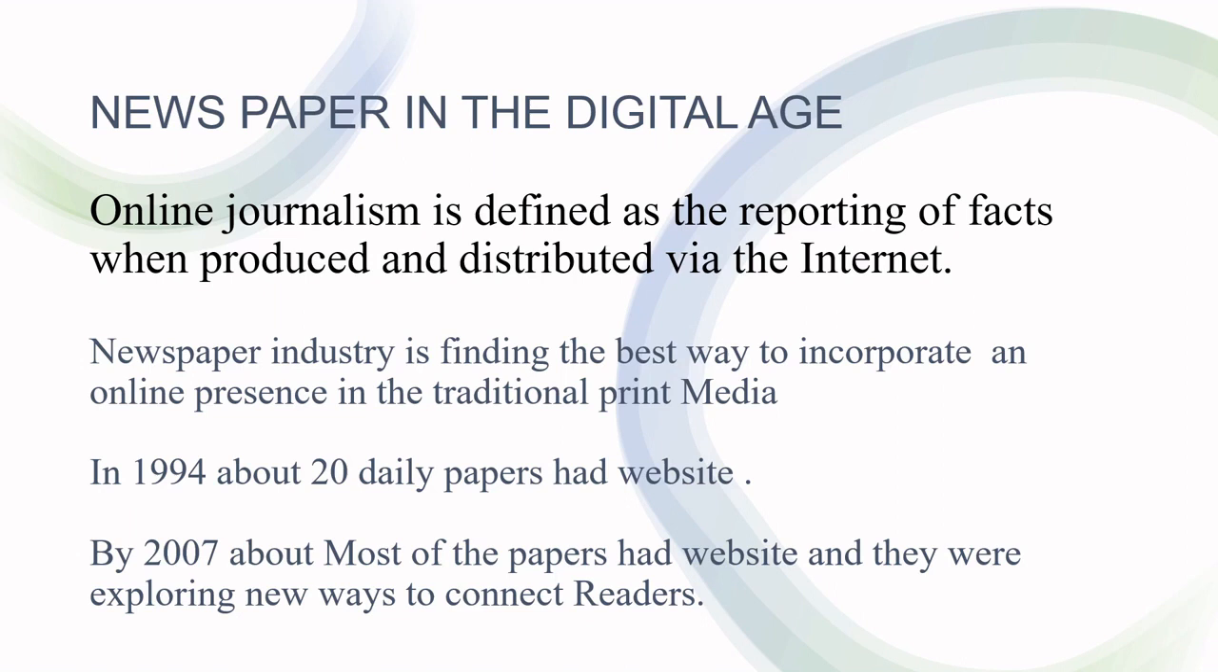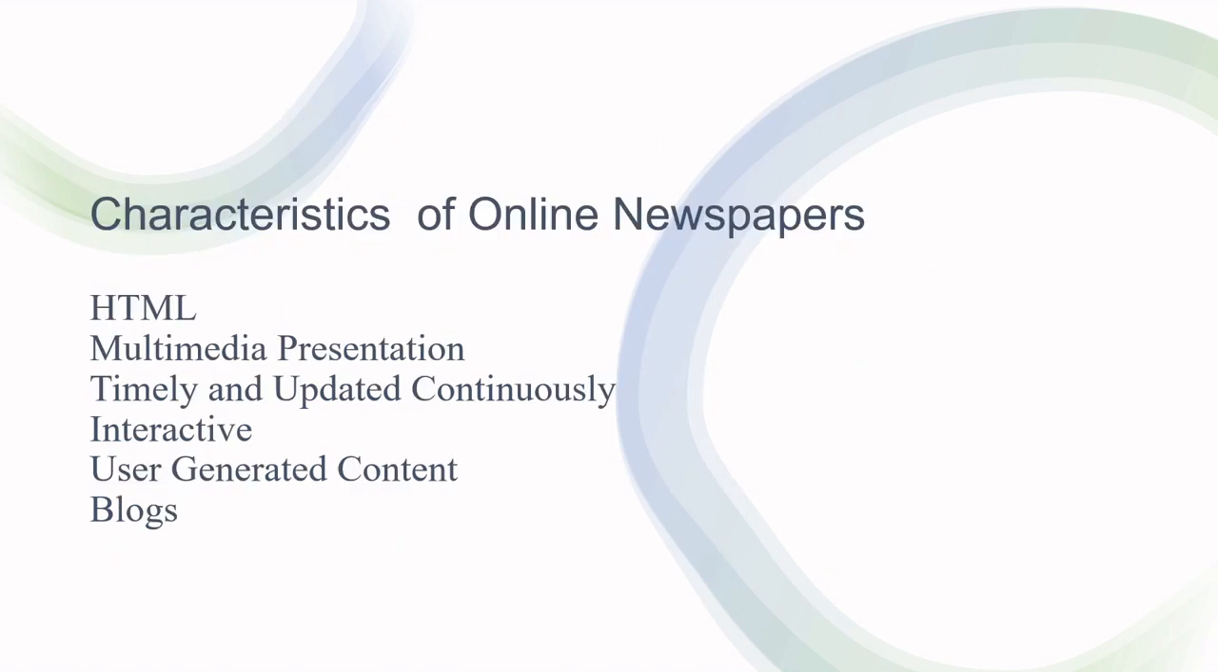The statistics they are sharing here: in 1994, only 20 daily newspapers had a website, and they were uploading their printed version. But by the year 2007, almost all the newspapers had their website, and they wanted to explore new ways to connect with readers.